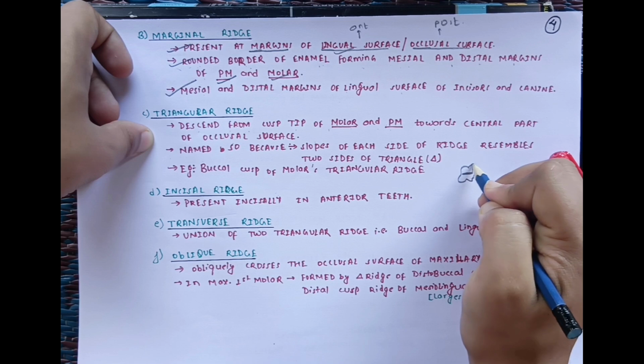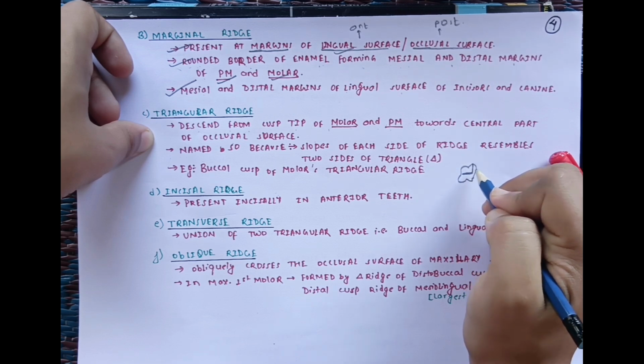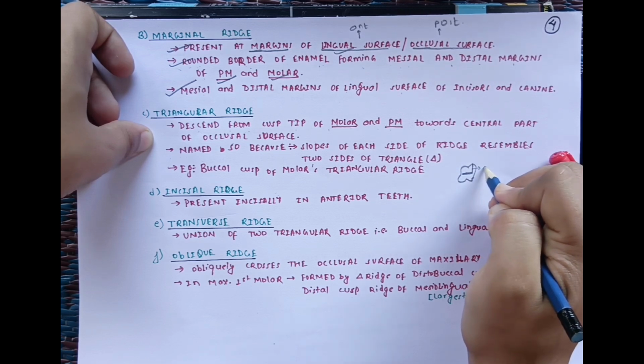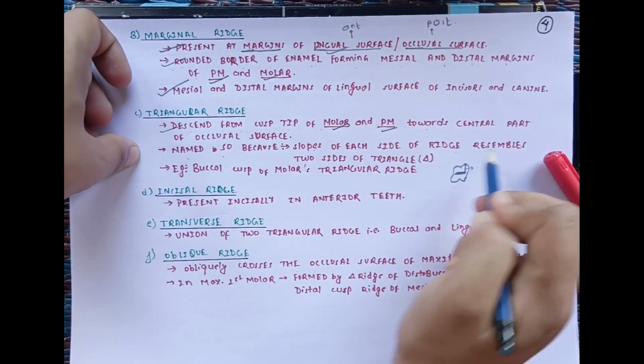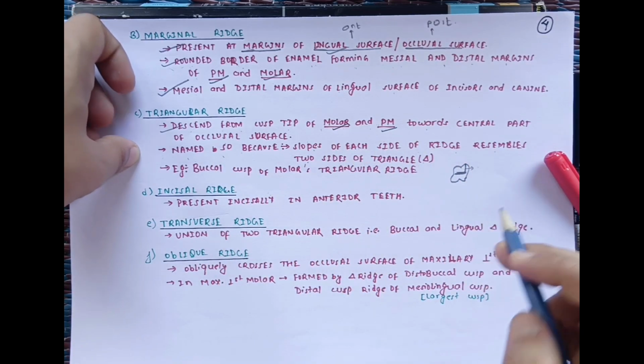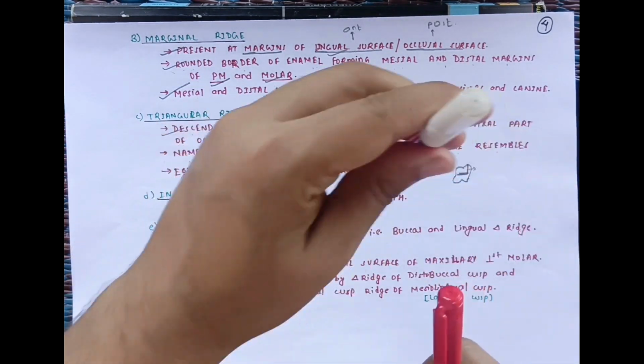So from the cusp tip to the central portion of the maxillary occlusal surface of the maxillary first molar, there is the presence of a ridge. This ridge is called the triangular ridge. They are named so because the slope of each side of the ridge resembles the two sides of a triangle. So just imagine, this is our cusp tip.